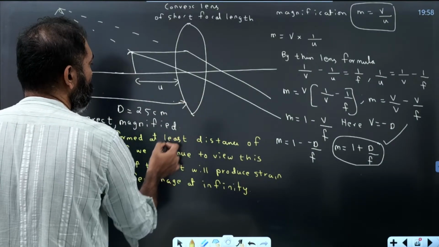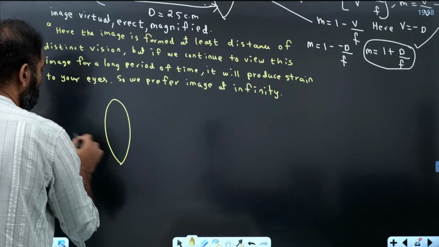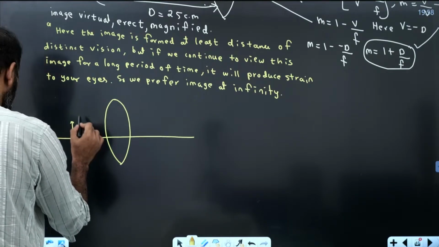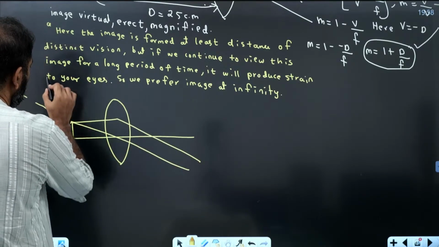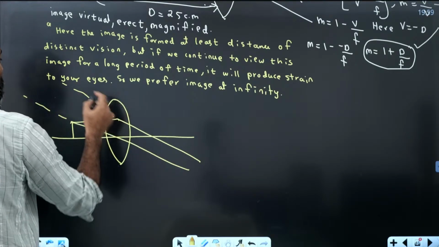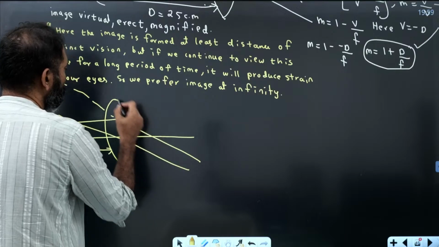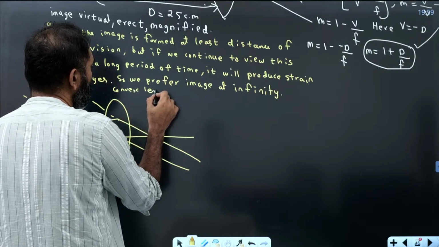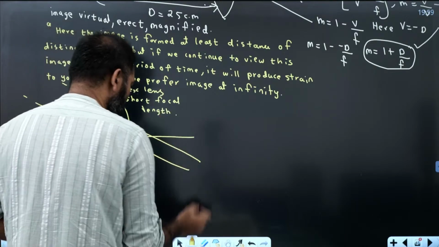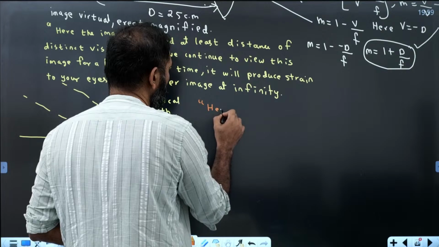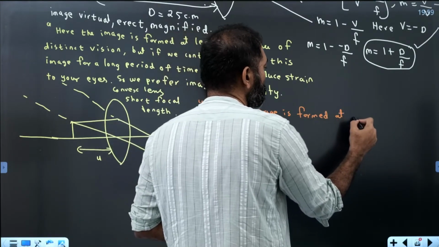So that is the second case. This is the figure in the second case. See, the rays never intersect, so we assume that they intersect at infinity. So this is the object distance. Here, a convex lens of short focal length. Now, what is the specialty here? Here, the image is formed at infinity.